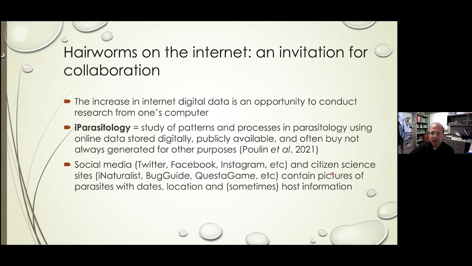We're talking about things like social media, like Twitter, Facebook, Instagram, right? People are posting all kinds of pictures on there. There are what I would call citizen science sites. iNaturalist is the one I use, but there's also Bug Guide, and there's another one that came out, Quest a Game, right? People find interesting things and are a little more serious about identifying what it is, and they upload it to these sites. They typically record where it was found and the date they found it. And in some cases with the parasites, some host information might, if you're lucky, be available.